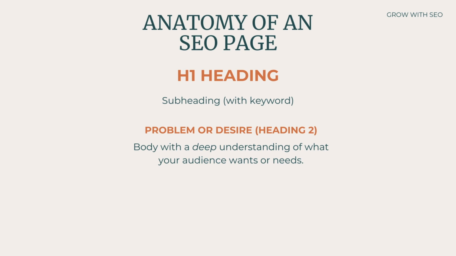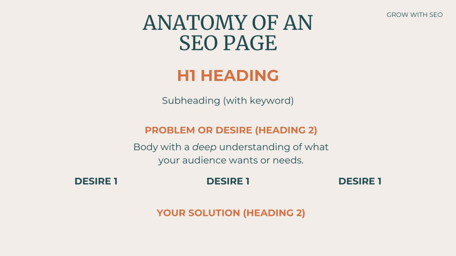Underneath that, you're going to start writing a body of copy with a deep understanding of what your audience wants or needs. And just to make it skimmable, you want to have the desires or the pain points mapped out in bullet points underneath the body copy. And it would be even better if you included pictures here.